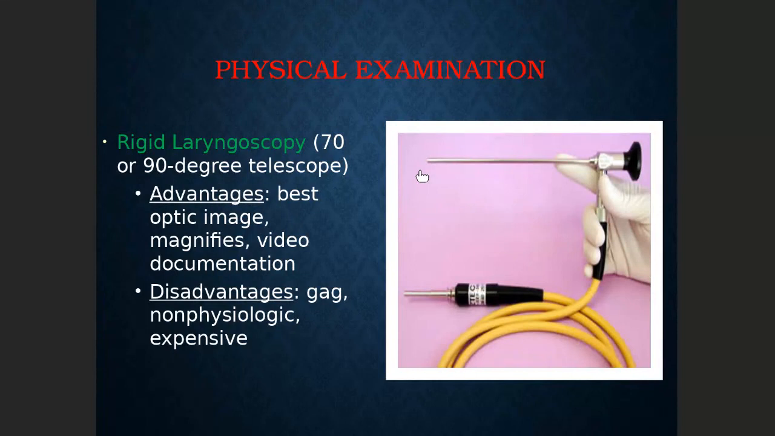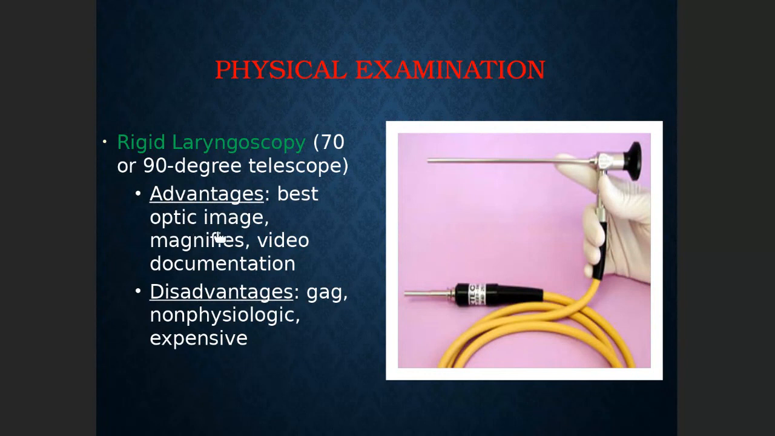70 degree, the picture it will be. So we have a 0-degree scope, that means straight looking. Don't worry about that, we will have it in the clinic, but I need something to look down. Why 70 and 90 degree? Because I want to look down, not look in front of me. So I need something that is angled to see down the larynx.